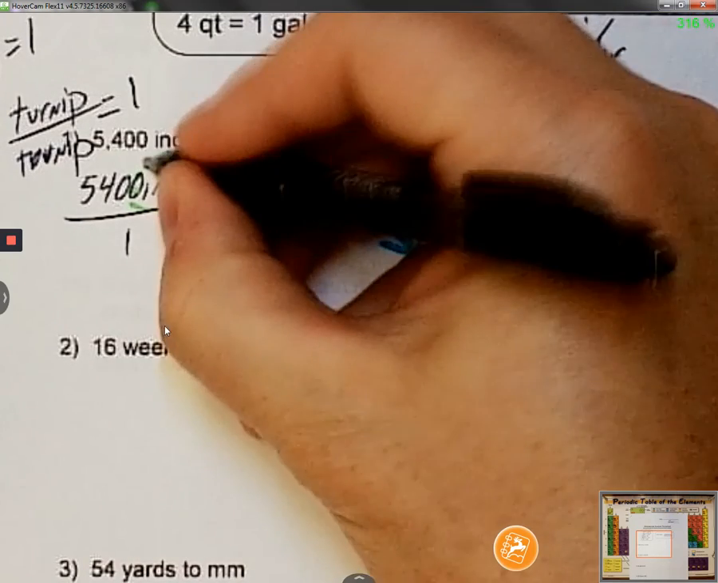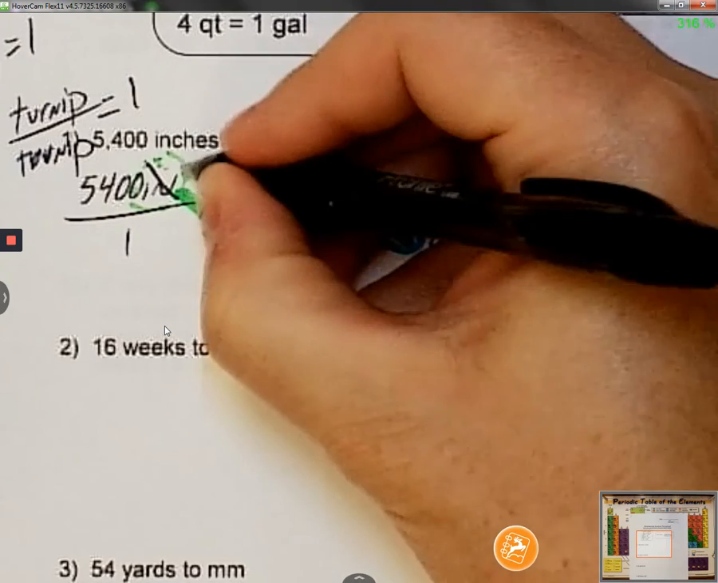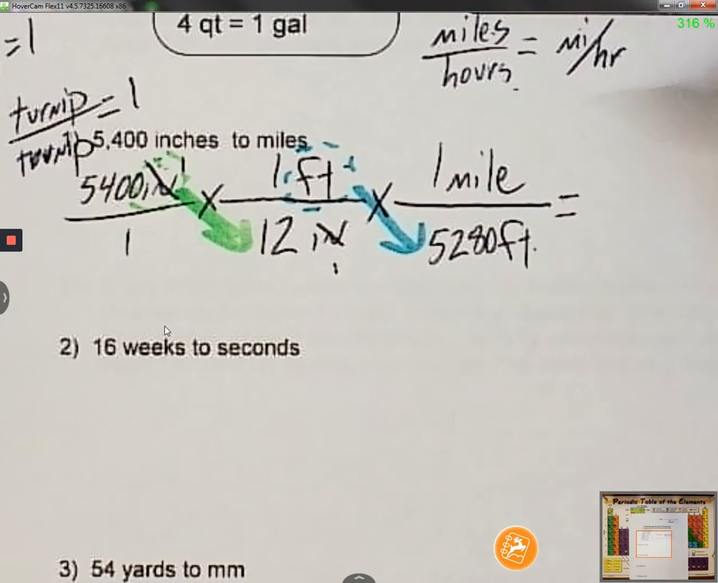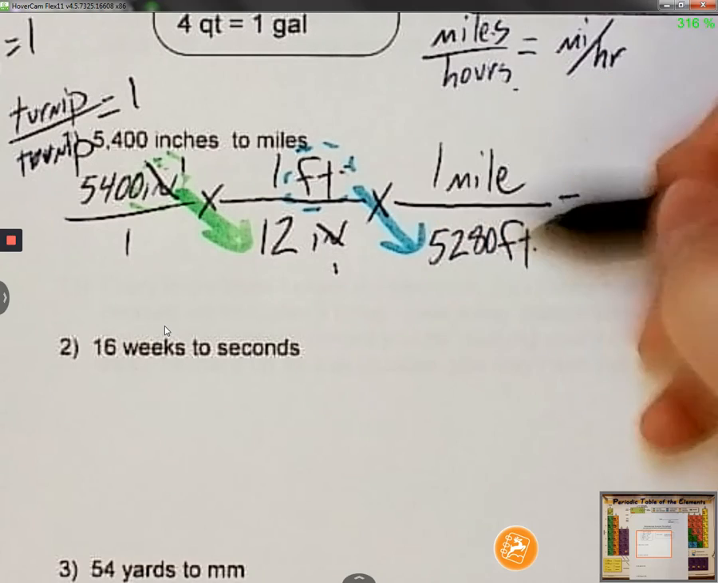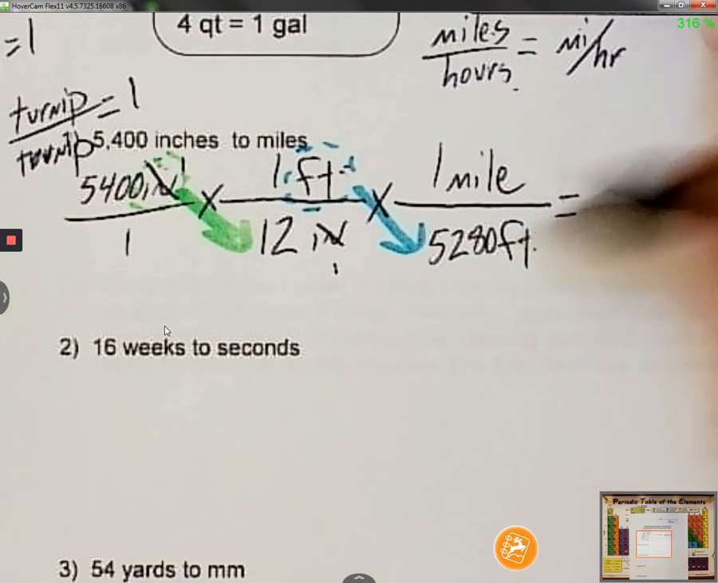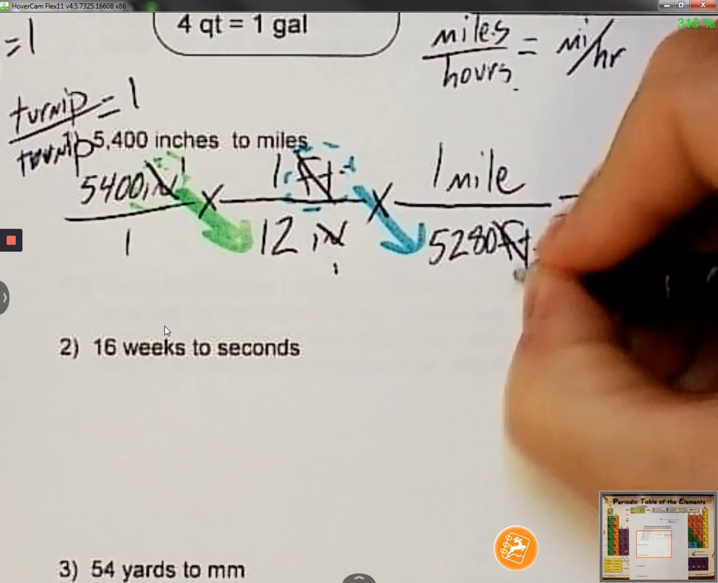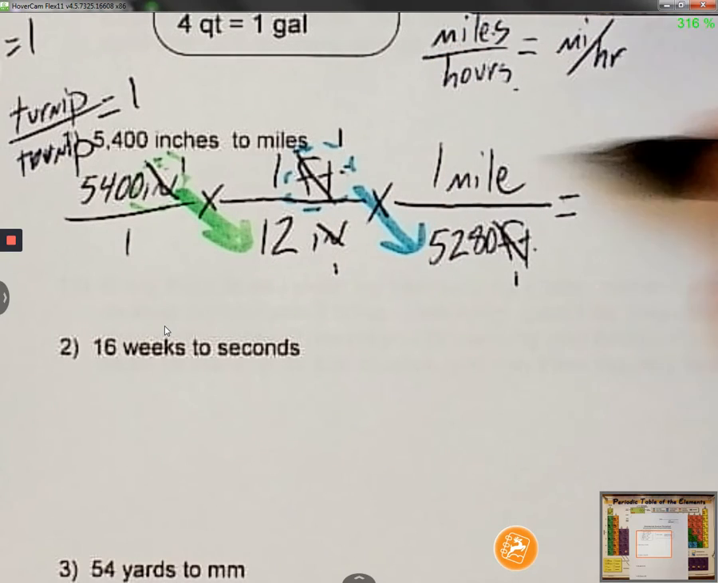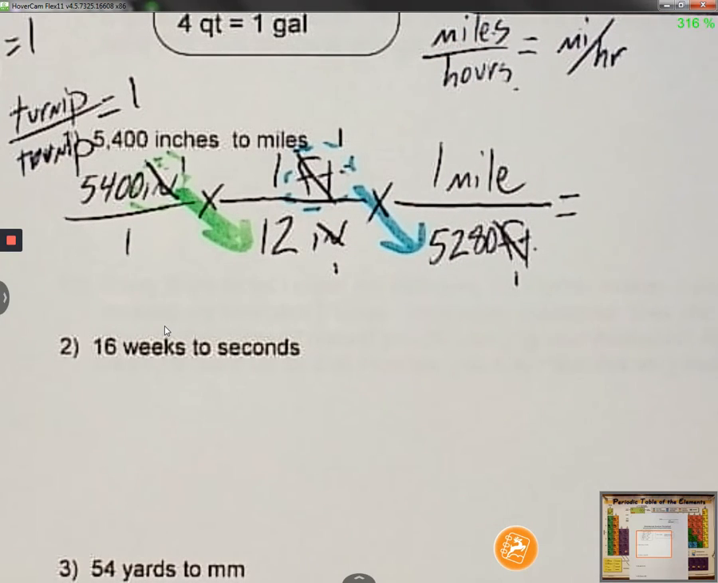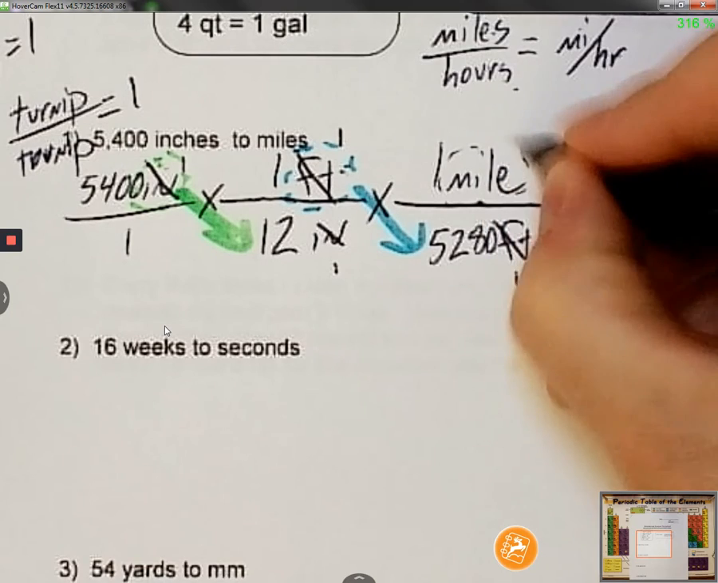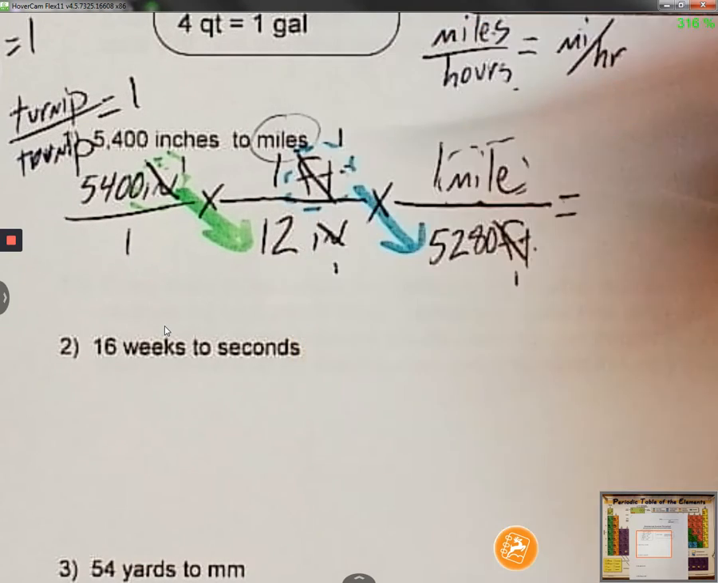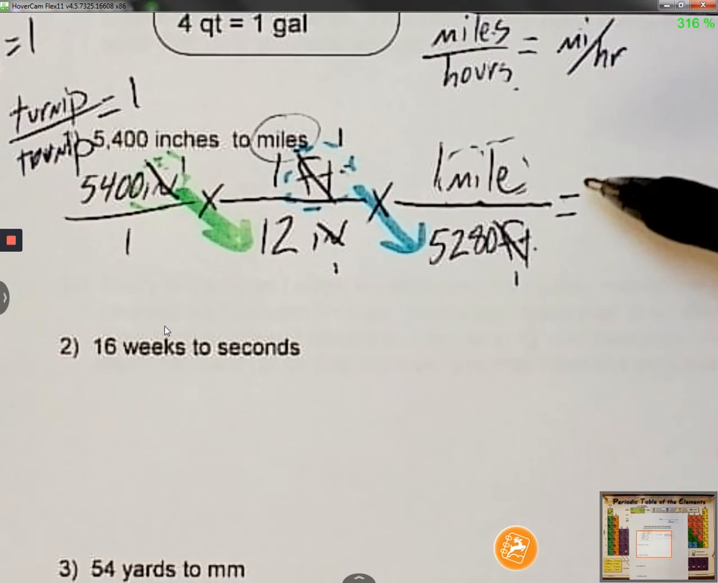So check it out. Inches divided by inches means I get to cancel those out and turn them into ones. How about feet divided by feet? Same thing. You get to cancel them out. They turn into ones. What's the only unit I have left at this point? Miles, right? And what am I trying to get? I'm trying to get miles. So, that's the first thing I'm going to do to clean it up.